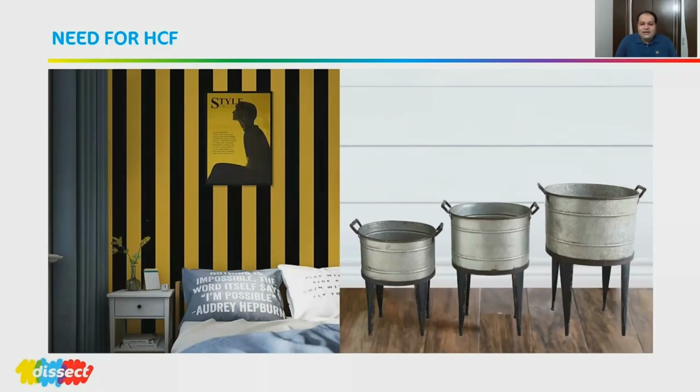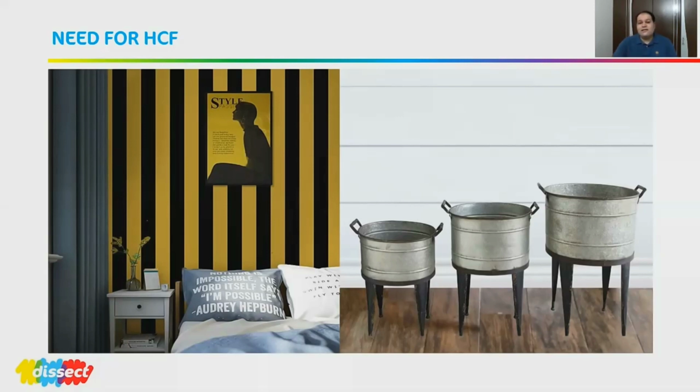But in real life, that doesn't happen. Most of these wallpapers are available in standard sizes, and you may have to actually cut these wallpapers to fit your size, to fit your design. So this is one place where you would need to use HCF, and you can use the concept of HCF to maximize your utilization of resources and minimize the wastage. How? We'll see that in a bit. But let us understand the question.